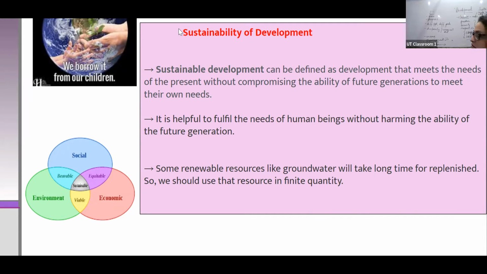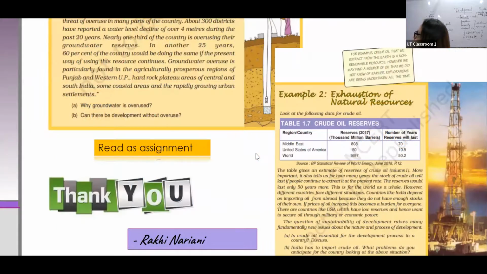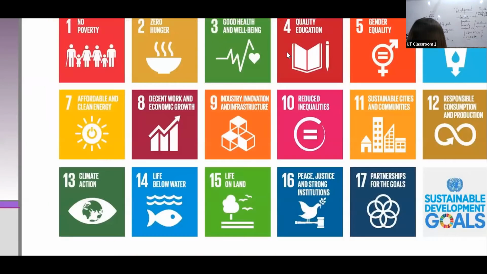Some renewable resources like groundwater will take a long time to be replenished. So we should use that resource in finite quantity. Finite means limited. See this here. What is this? This you'll write down at the end. This is the sustainable development goals. Okay, you all could write this down at the end. We'll go to the next.